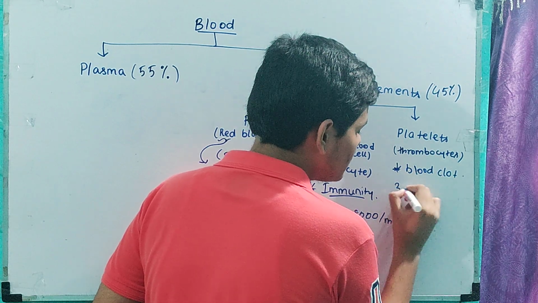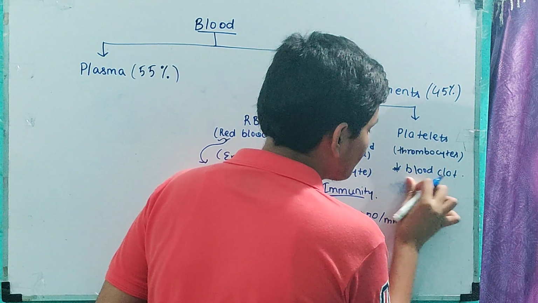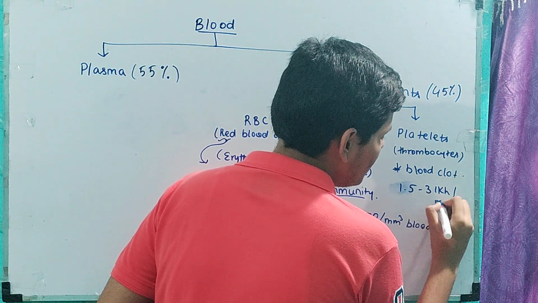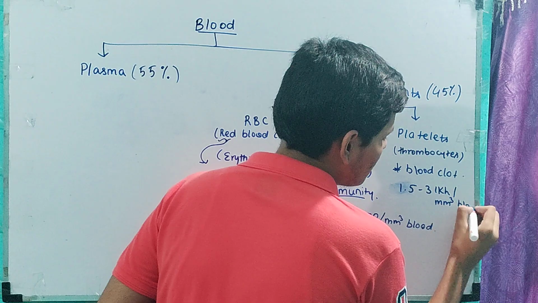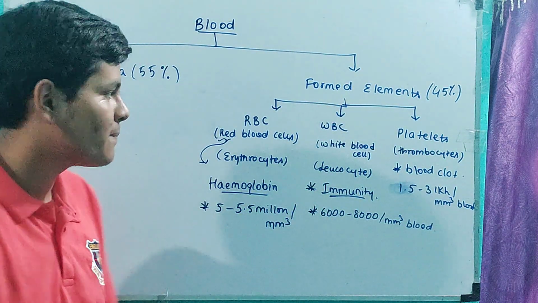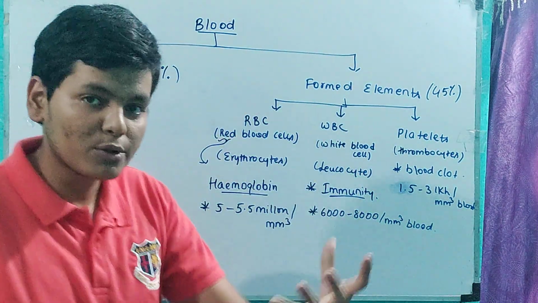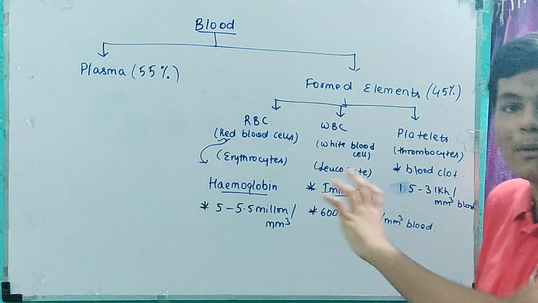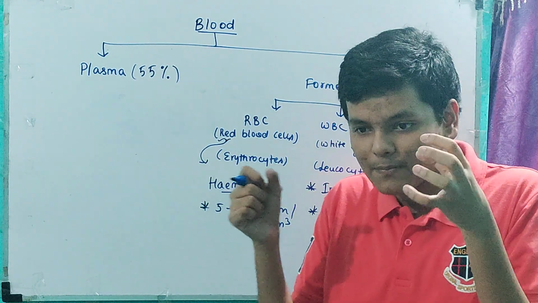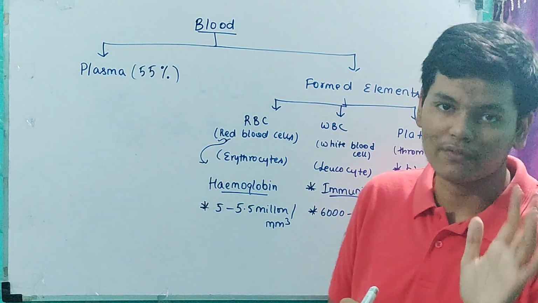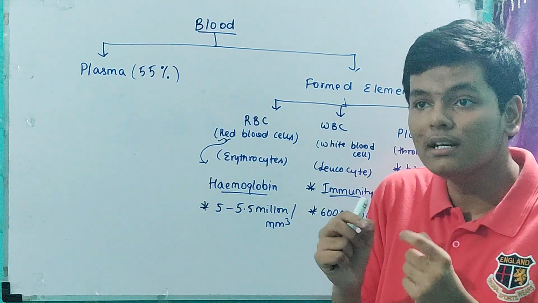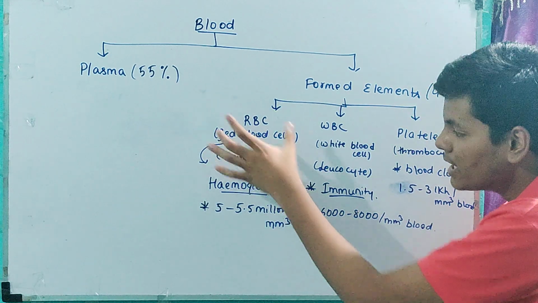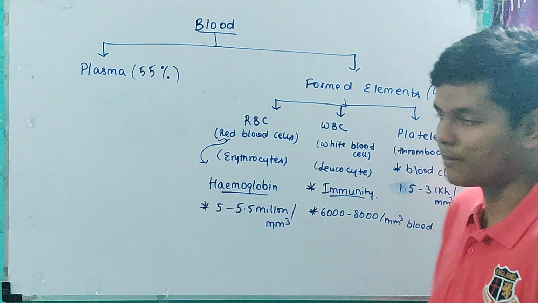And these are 1.5 to 3 lakh per millimeter cube of blood. This was the basics of blood. Now, to understand the blood grouping, we need to mainly focus on plasma and the RBCs, because they have some substances which help in identification of the blood group, and which help in the transfusion, or prevent the transfusion of the blood. So we have learned about RBC, and this is the thing about RBC.